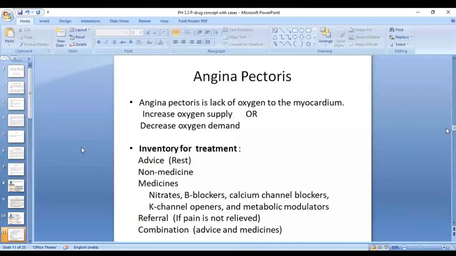Then we can choose medicines, like I mentioned: nitrate, beta blocker, calcium channel blocker, or the potassium channel opener, and newer drugs like metabolic modulators are also there. Then perhaps you are not comfortable treating this patient, or the patient's symptoms are not getting treated with your medication. Then you refer the patient to the cardiologist, right? Or maybe a combination of treatment: you advise certain lifestyle modification, you advise rest, and with that you advise medication also, right? So these could be the various P treatment options that we have for this patient.